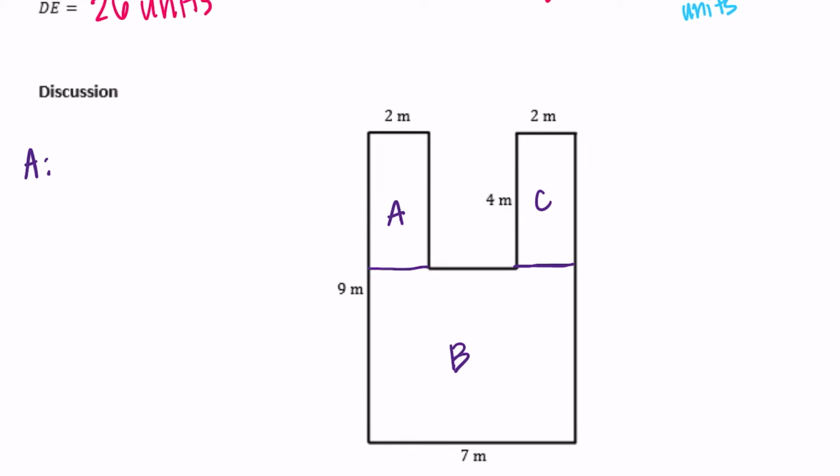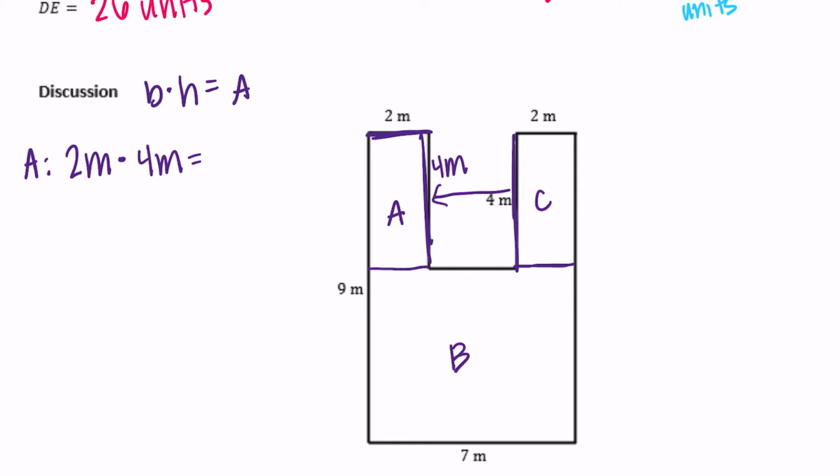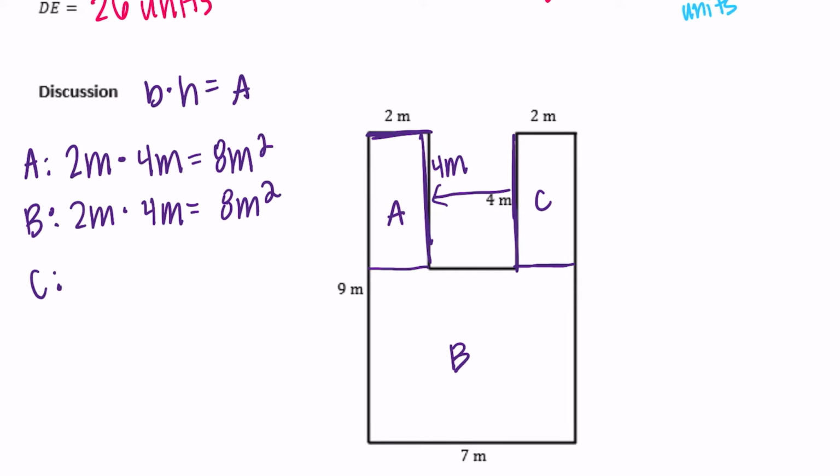To find the area of a rectangle, it is base times height. So we have a base of 2 times a height. It doesn't give us the height there, but it tells us the height of C, and these are the same. So this is also 4 meters. So 4 meters times 2 meters is 8 meters squared for A. For B, it would be the same thing. 2 meters times 4 meters is equal to 8 meters squared. And then C, oh sorry, that was C. I had them labeled this way.